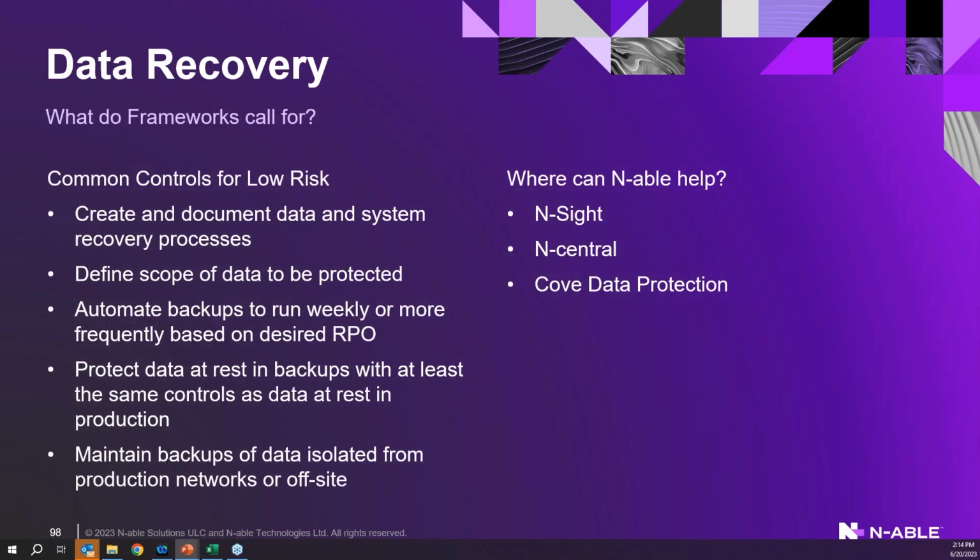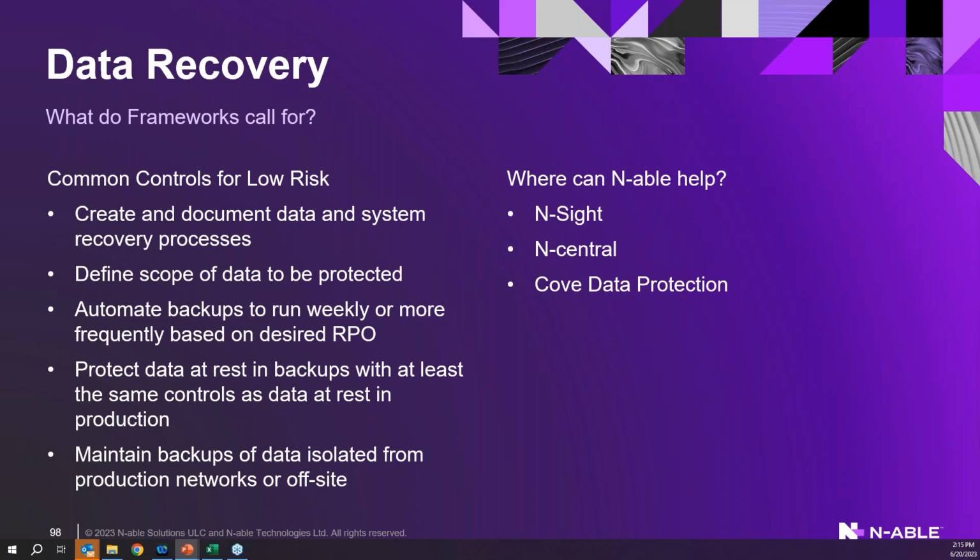So the common controls: creating and documenting those processes. Define the scope of data you're protecting, automate it so it's done weekly or more frequently, and protect your data at rest with at least the same controls as the data in production.